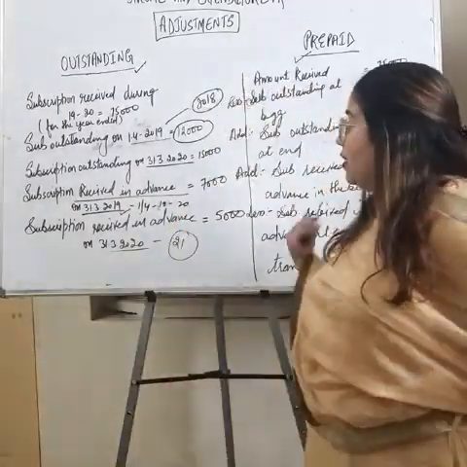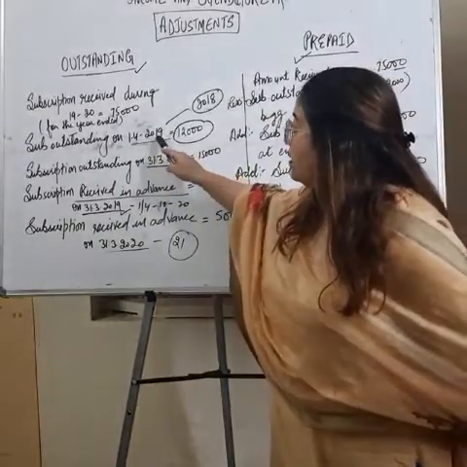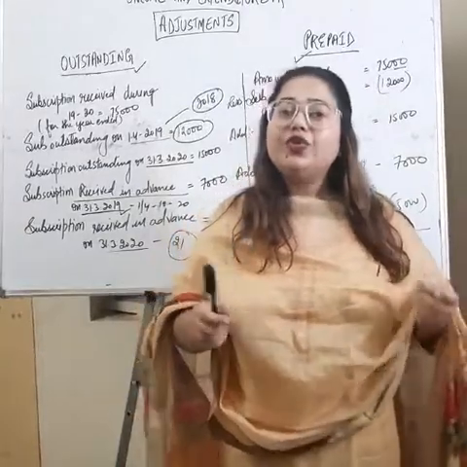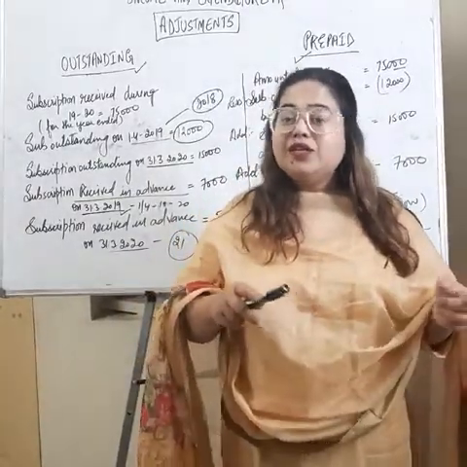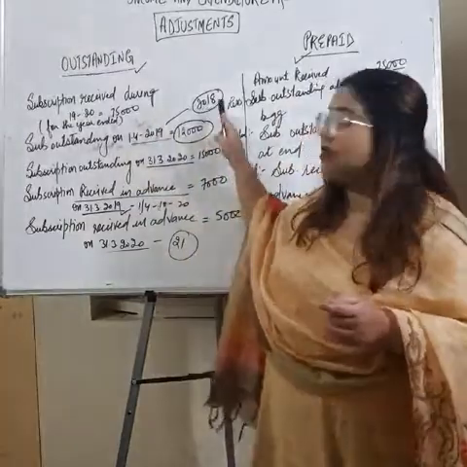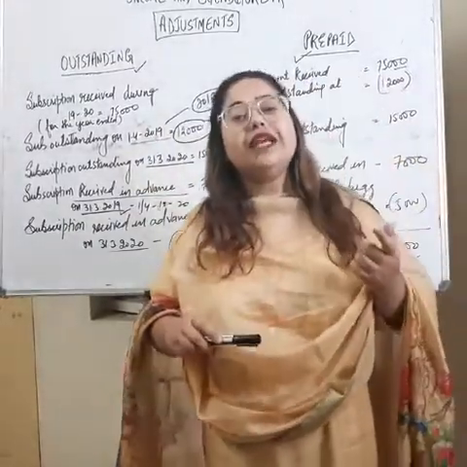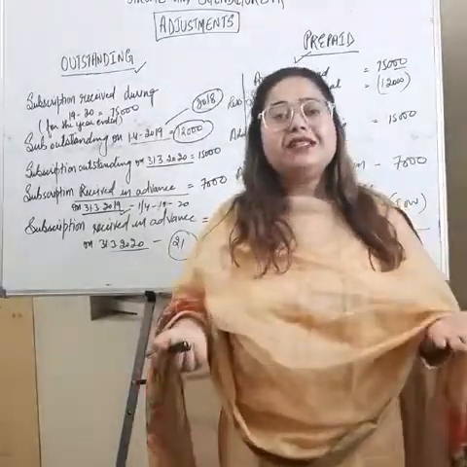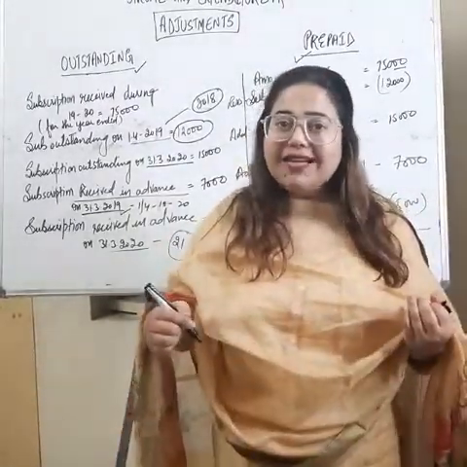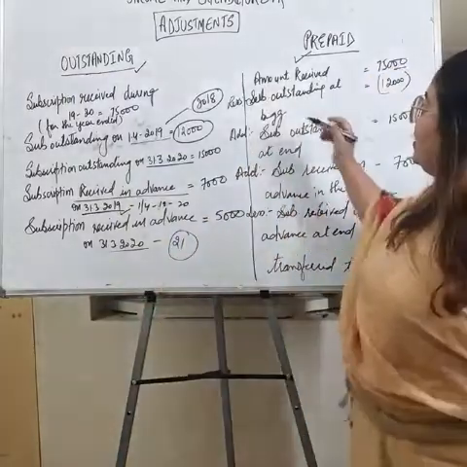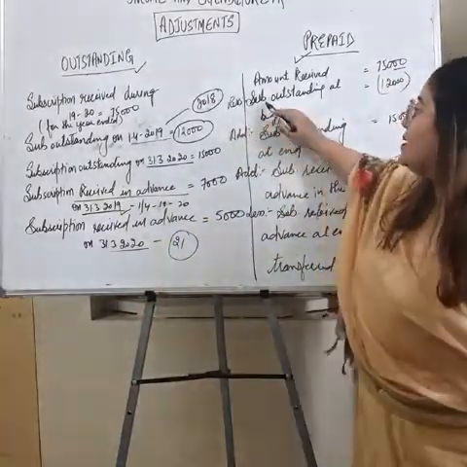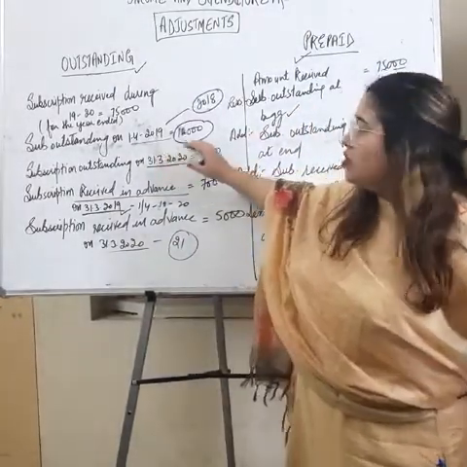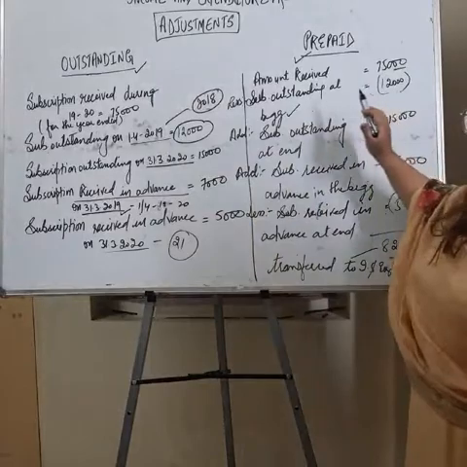So if this is related to the beginning of 2019, it means this amount is related to 2018, right? So this was outstanding in 2018. It means in 2018 we have already considered it. If we have already considered it, then why add it again? So what will we do? We will deduct it by writing subscription outstanding at the beginning. So this is the beginning of the year, so we will deduct it, that is 12,000, right?